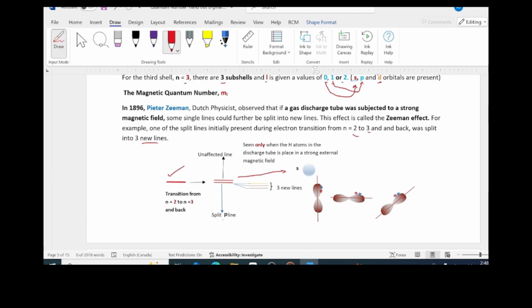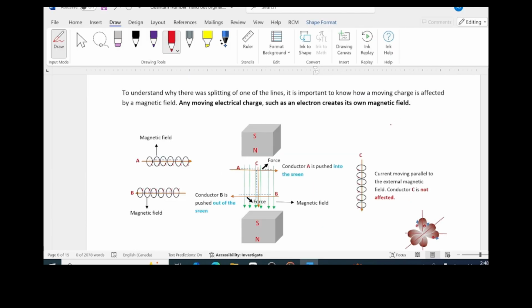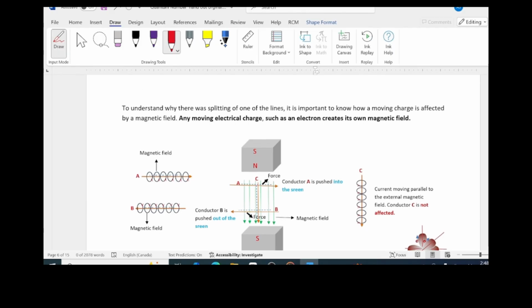Okay? So for us to understand how this happened, we need to understand what happens when a current carrying conductor is subjected to a strong magnetic field. For example, if I have a wire here, the current is moving in that direction. This wire establishes its own magnetic field in the form of concentric circles, and the magnetic field is in that direction as indicated by these arrows. If the current in another conductor is moving in this direction, then it establishes a magnetic field around it in the form of concentric circles also, and this is the direction in which the magnetic field is.